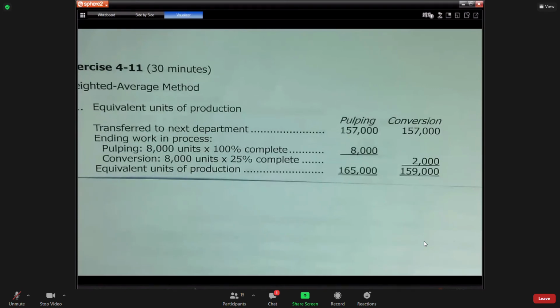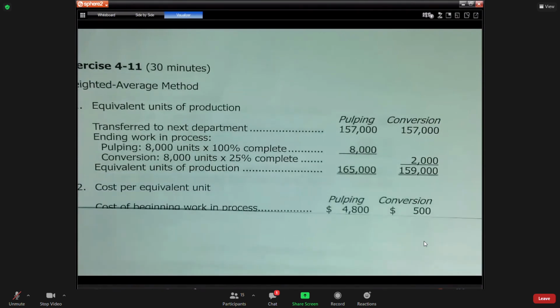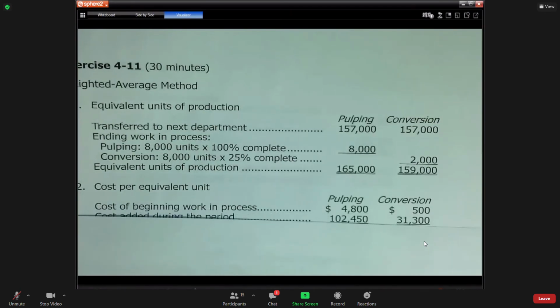The cost, pulping cost and work in process, March 1st. That's the beginning. It's $4,800, isn't it? There it is. How about conversion? Right below 4,800, they tell you it's 500. That goes in the conversion cost. And how much cost did they add during the month of March? For conversion, they added 31,300. For the pulping or the direct material, 102,450.